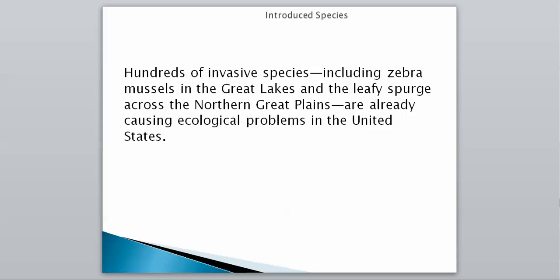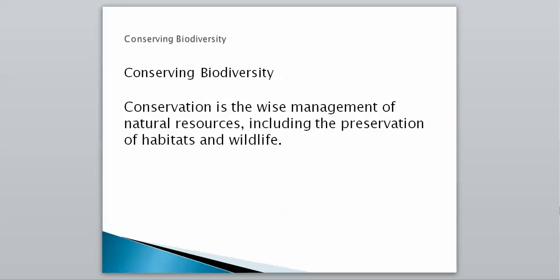And a couple other examples are zebra mussels in the Great Lakes, and a plant called the leafy spurge that's found across the northern Great Plains, and these are already causing ecological problems in the U.S. The zebra mussels basically get on anything. They can kill other animals, they can block up piping as well, so they cause a lot of problems. The other plant can basically grow anywhere, so it's going to steal nutrients from other plants and not allow them to grow. So those are all problems that we've had.